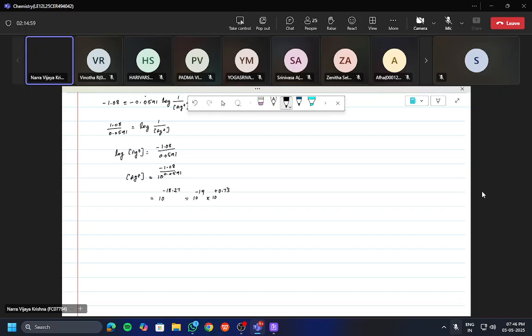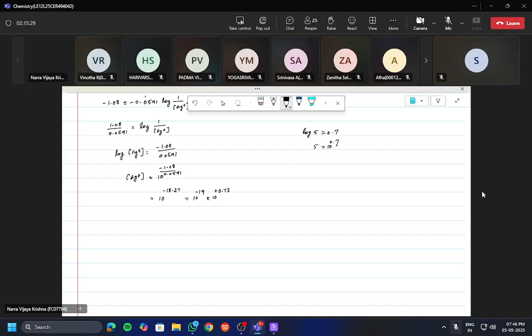A power B into A power C is A power A plus C. Correct? If I add these two, you will get 18.27, or not? So 10 power 0.73. Log 5 is 0.7. Bring log to that side: 5 equal to 10 power 0.7. So this 10 power 0.73 I can write as 5.